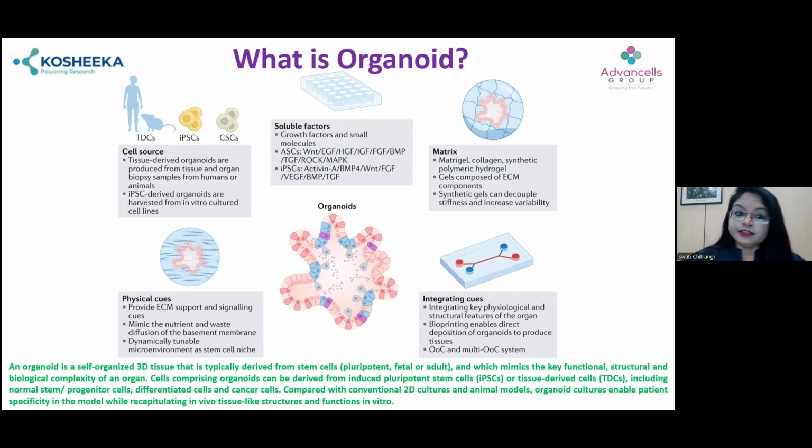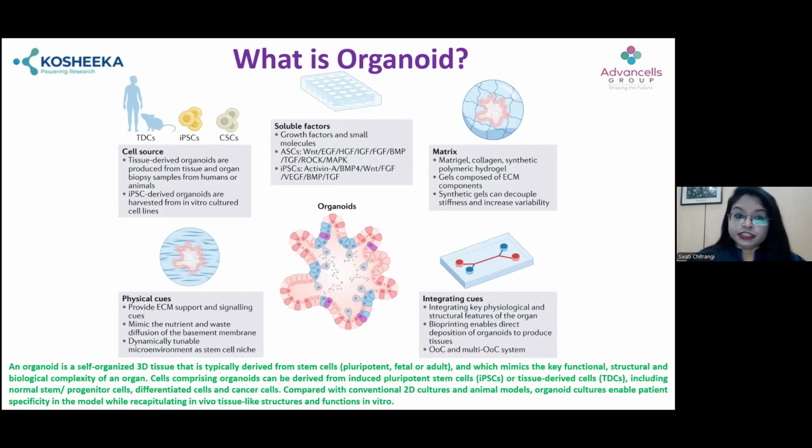So how will you make it, what are the components needed for this organoid? First, cell resource. As I already mentioned, there can be two types of cell resource. One is tissue. From tissue, you can develop organoids. And for this, you need a patient or healthy volunteer biopsy sample from human, or it can be generated from animals also.